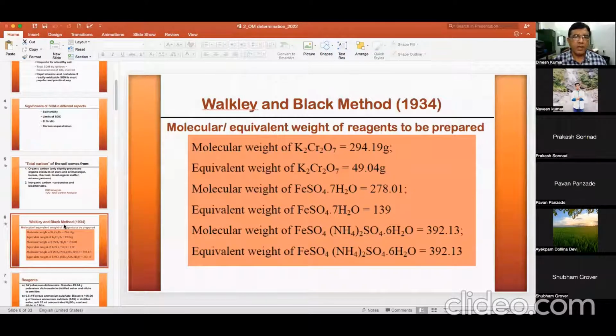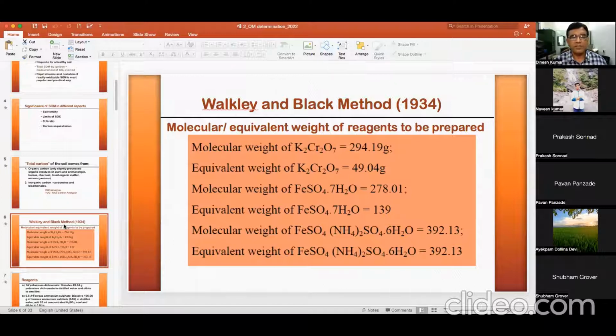So this is the Walkley and Black method, 1934, and it is still the most common in laboratories in developing countries. So certain chemicals are required for estimation of organic carbon in this method. And we need to know the molecular or equivalent weight of these chemicals to prepare their solutions.